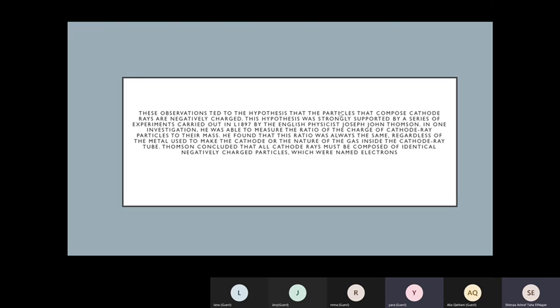And they led to the hypothesis that the particles that compose cathode rays were negatively charged particles in this glow, and that the ratio was always the same regardless of the material used to make the cathode or the nature of the gas inside the tube. So it has nothing to do with the things in the experiment itself. After they concluded this, they called these negatively charged particles electrons.